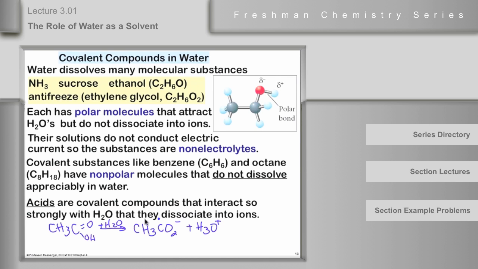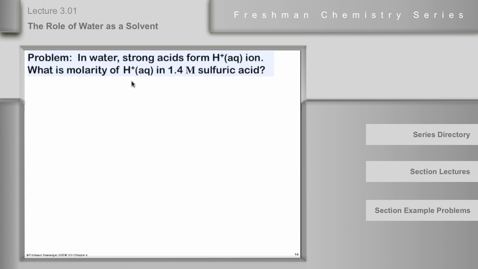Okay? Not enough to make the light bright, but it showed that acetic acid is not a strong acid, or a strong acid would dissociate completely and the light bulb would be very bright. So acetic acid is a weak acid. Another weak acid is phosphoric acid, for example. Okay, now let's look at a problem that's based on these ideas.